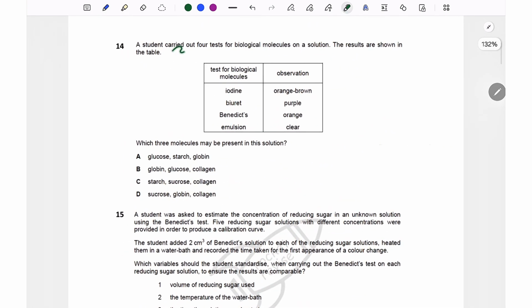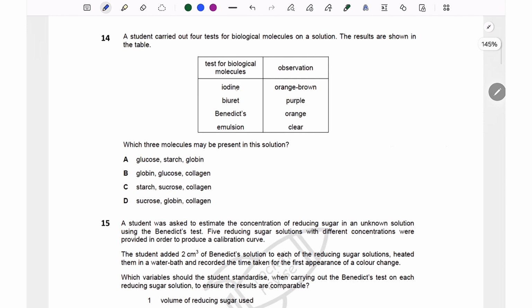Question number 11. A student carries out 4 tests for biological molecules in a solution. The results are shown in the table. So these are the tests carried out, and this is our result, the observation. In this case, iodine is going to be for starch, and its observation is orange-brown. So you know there is no starch, or starch is absent. This one, if this is the test for protein, it's supposed to go from blue to purple. And since it's purple, that means protein is present.